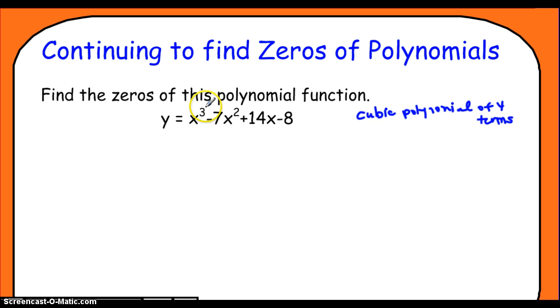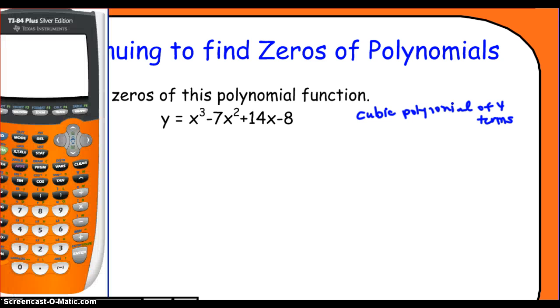So we know there should be 3 values of x that work because the exponent is 3. And if the exponent is 3, then we know there are 3 values for x that will make this function equal 0. So in order to start to find our zeros, we're actually going to have to use our calculator.